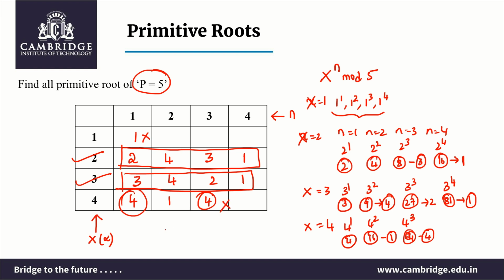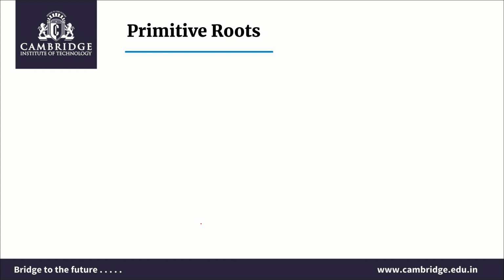So what are the primitive roots of 5? For 5, the primitive roots are 2 and 3. If I'm doing the same for Diffie-Hellman, then I'll consider either 2 or 3. Since 2 comes first, I'll consider 2. So this is about your primitive root. For a given prime number, primitive roots are those numbers which produce remainders from 1 to p minus 1, without repetition.